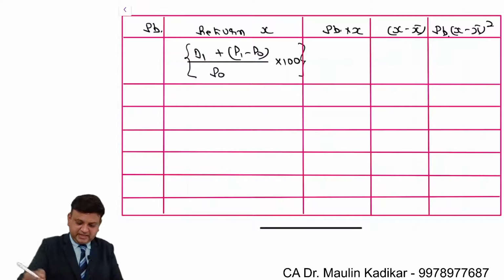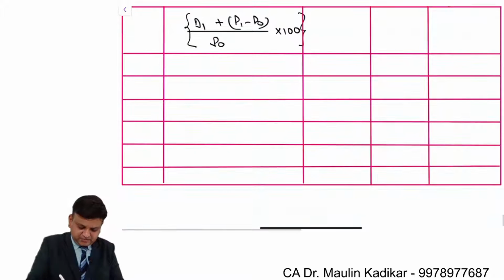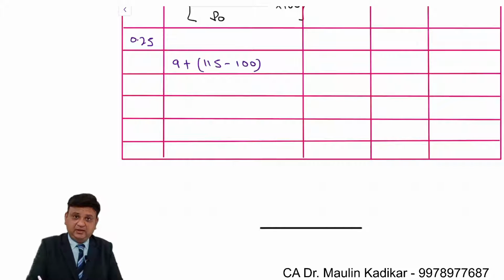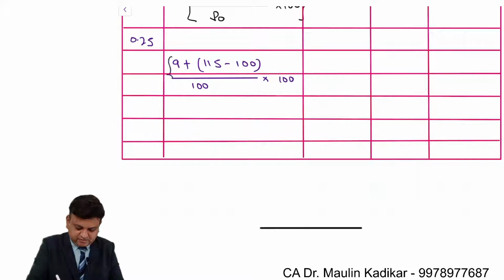So here we'll make the calculation in this way, dear students. There are 25% chances that the dividend income is rupees 9 plus P1 is 115, P0 is importantly 100. This is important, dear students. Whole divided by 100 into 100 for getting answer in percentage term. That is the way the return is 24%.